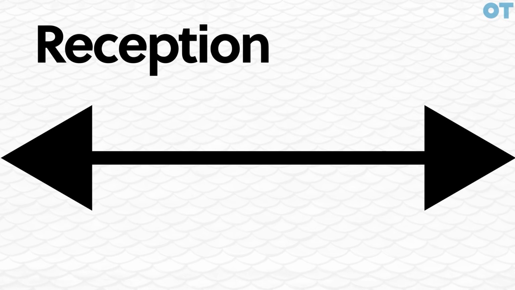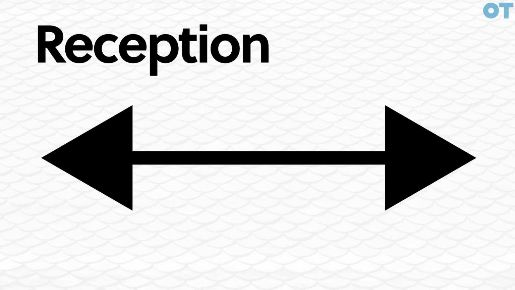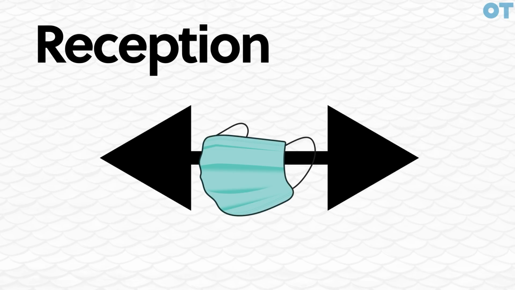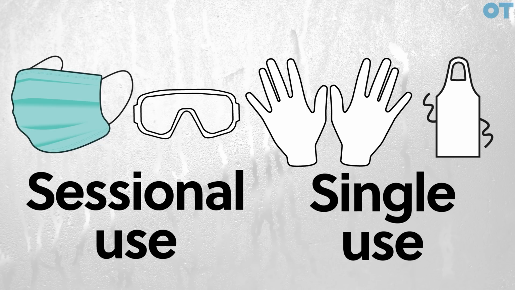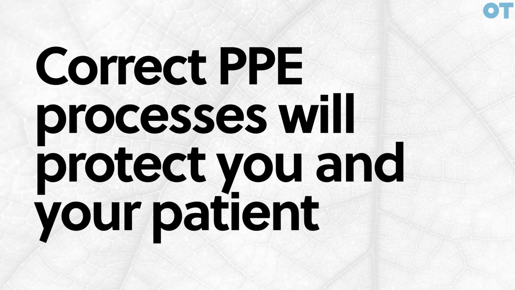If you're working in the reception or communal area and cannot maintain 2 metres apart, you should wear a fluid-resistant Type 2R mask. Masks and eye protection may be used on a sessional basis as long as they are not contaminated. Gloves and aprons are single-use only and must be disposed of between patients. It is important to follow the correct procedure for putting on and removing PPE. This will protect you and your patient.